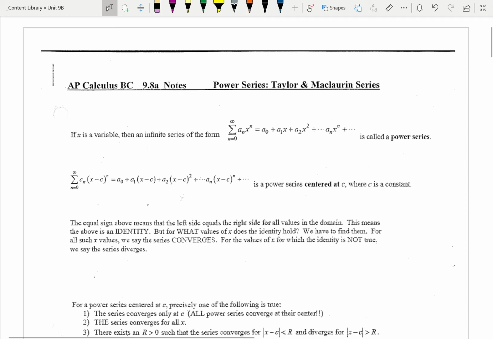We're now going to talk about something called power series. This is going to look kind of familiar to the Taylor and Maclaurin polynomials that we've already talked about, but there are a couple differences between a power series and a Taylor polynomial.